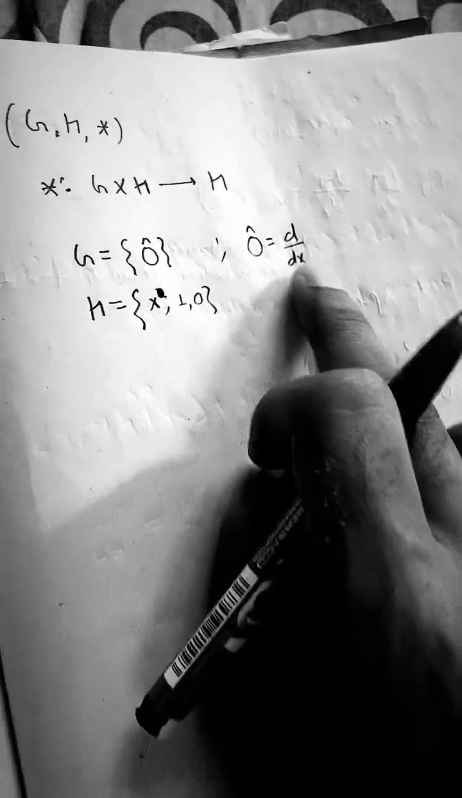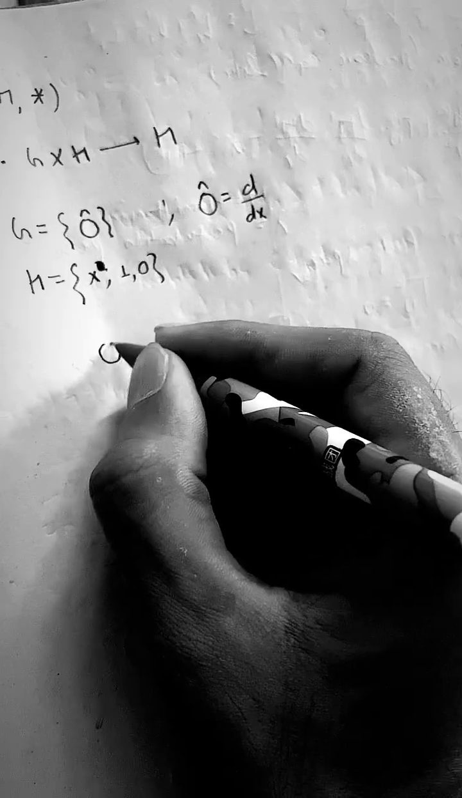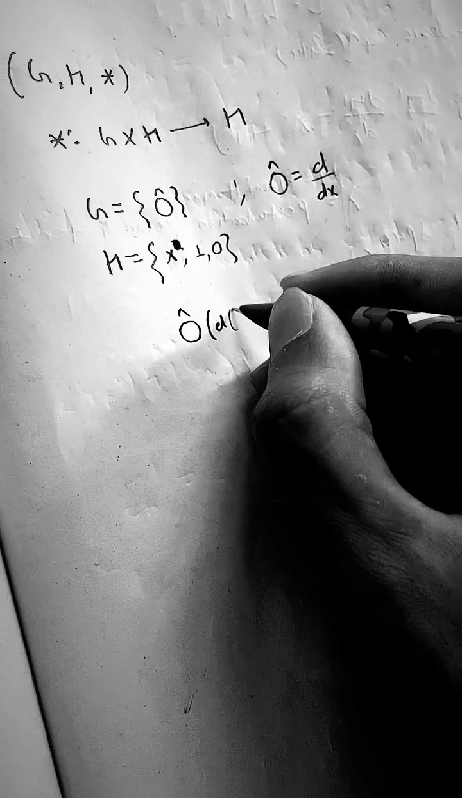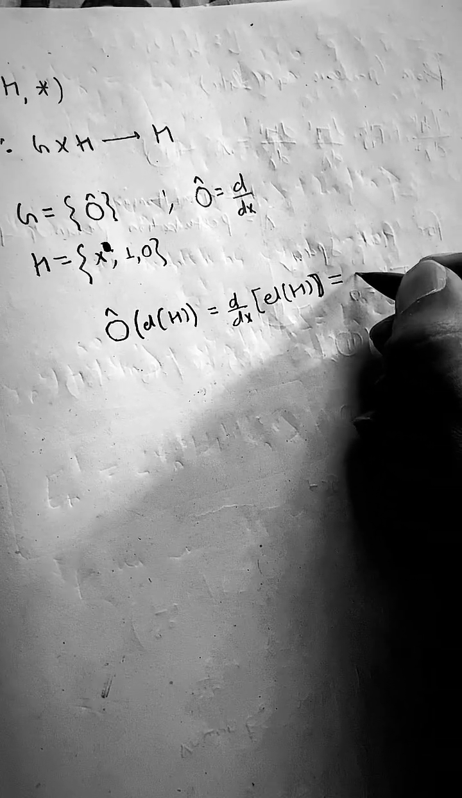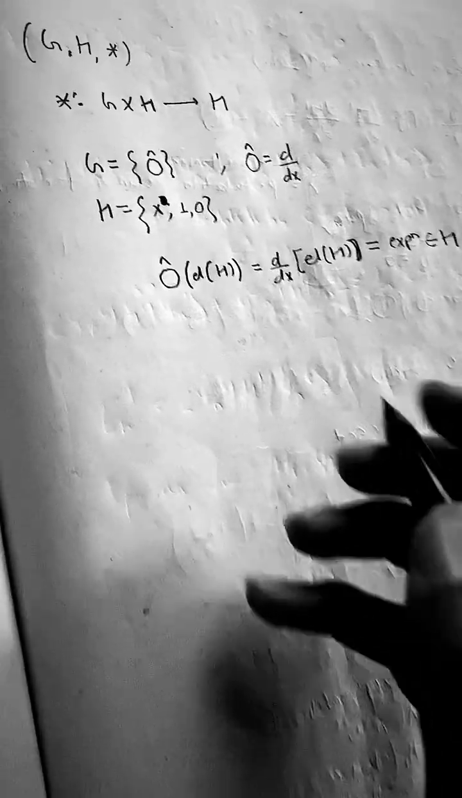What this derivative operator does is that this operator O is going to act on an element of the set H, right? It means operator O, meaning dy dx, is going to act on an element of H, and it's going to produce an expression, and that expression will be in the set H. So let's take an example.